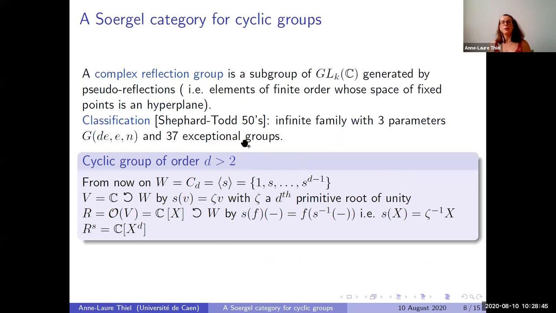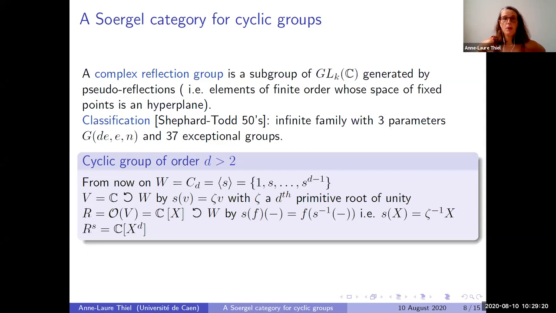Very well. So now we'll turn to a definition of Soergel category for cyclic groups. But first of all, let's have a word on what complex reflection groups are. These are subgroups of the general linear groups over C, and we want them to be generated by not reflections anymore, but what we call pseudo-reflections, which are elements whose space of fixed points is still a hyperplane, but we don't ask them to be of order two, just of finite order.